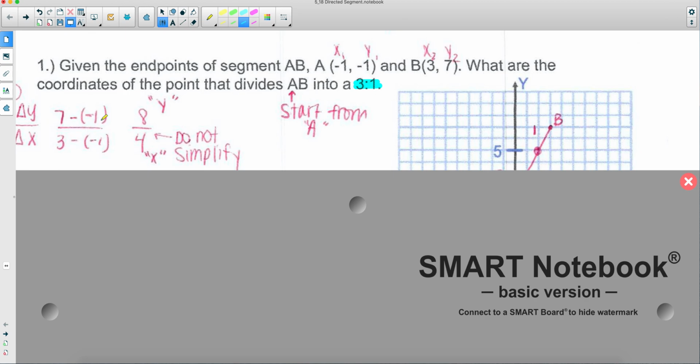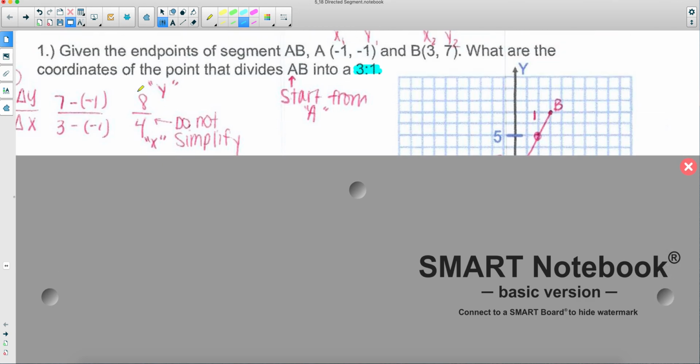So 7 minus -1 is 8. 3 minus -1 is 4. Now I'm giving you this big hello, don't do this. We're not going to simplify. You never want to simplify the slope when dividing a segment or even finding midpoint for that matter. Okay, so remember, the 8 goes with the change in y, and the 4 goes with the change in x.